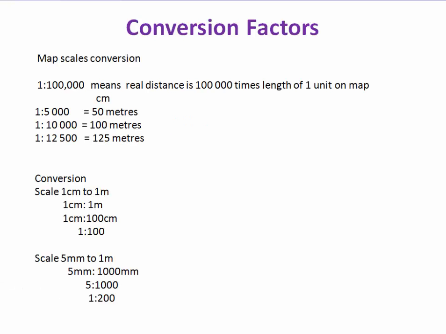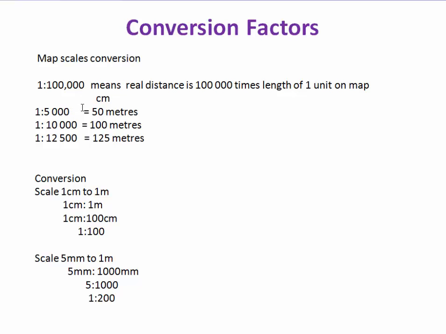Conversion factors are also used in map scales and ratios. So we're going to work this out as ratios. First of all, let's see what they mean by 1 to 1,000 or 1 to 100,000. This means the real distance is 100,000 times the length of one unit on the map. So if we're told it's in centimeters, this 1 to 5,000 means that 1 centimeter on the map equals 50 meters in real life.